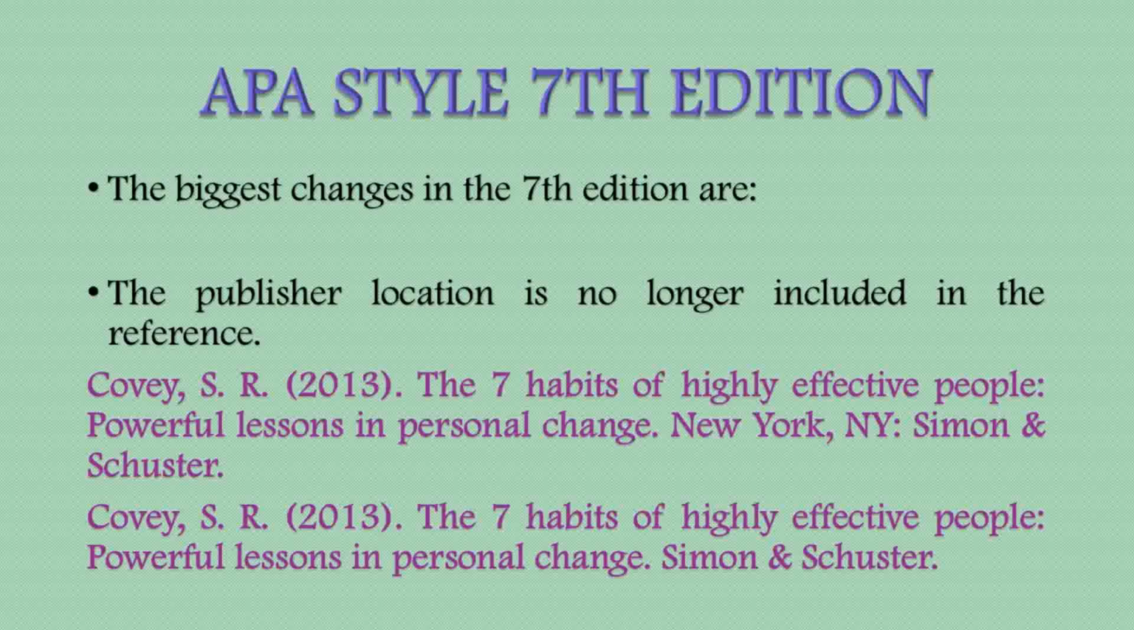The biggest change in the 7th edition is that the publisher location is no longer included in the reference. You can see the example here. The first one shows the 6th edition APA style and the second one shows the changes according to the 7th edition. The location New York is not included here.